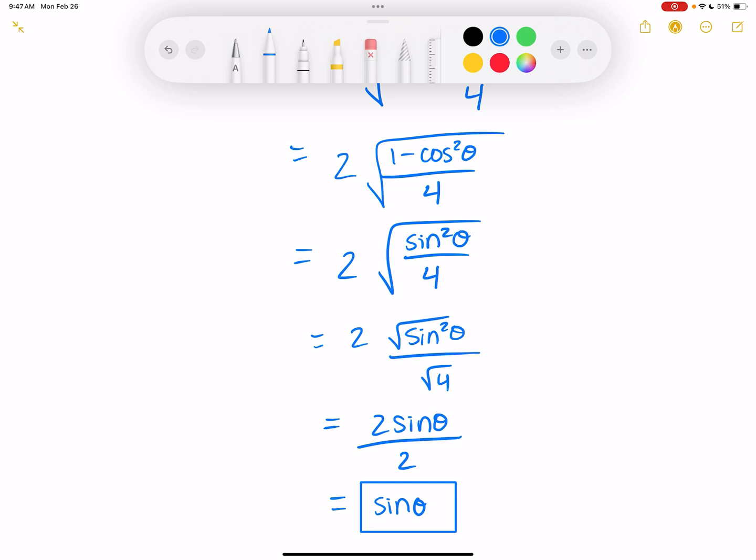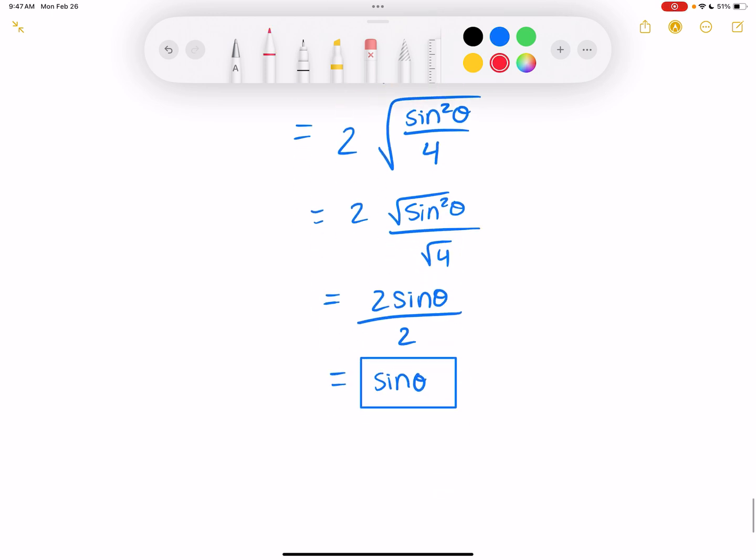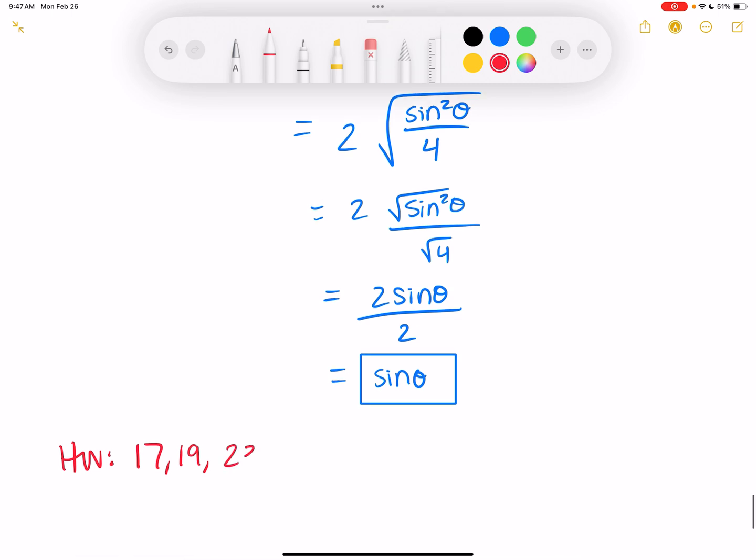So in addition to the problems you had from the other day, for some reason you hadn't finished them, you need to do 17, 19, 21, 23, and 25.